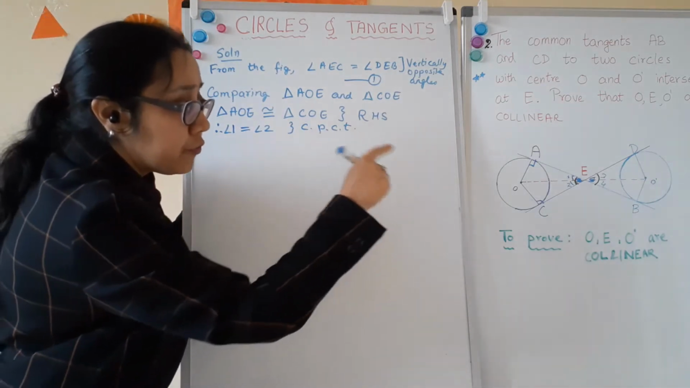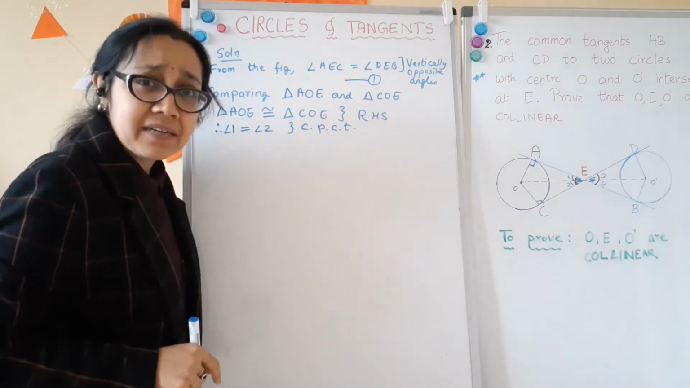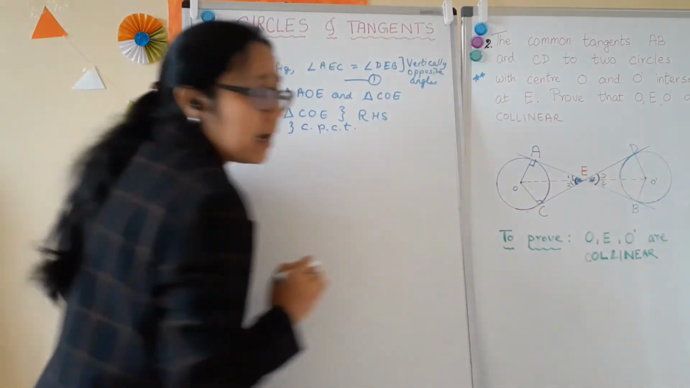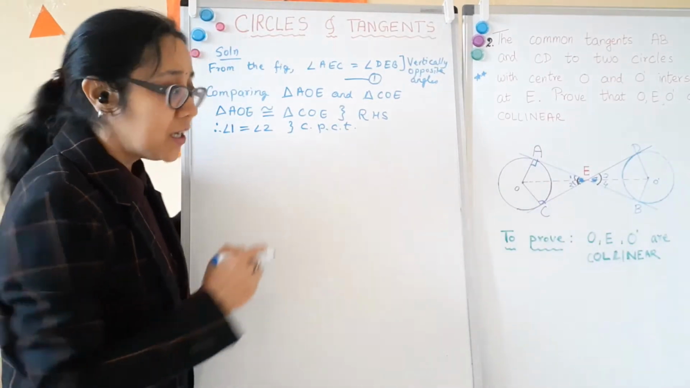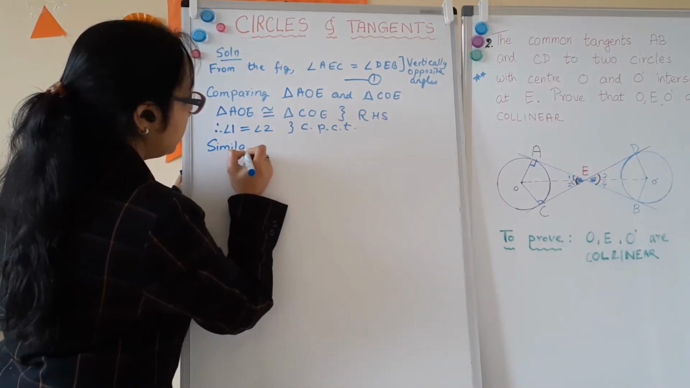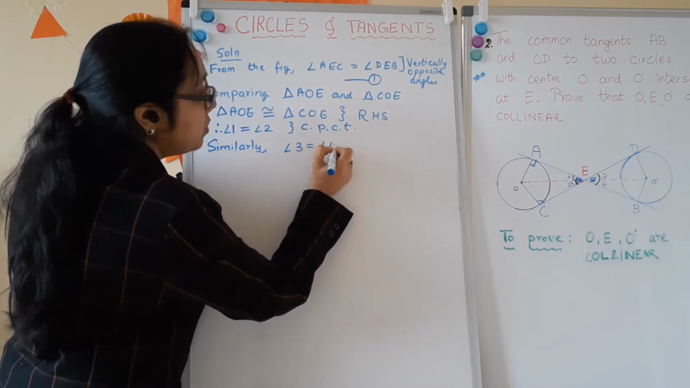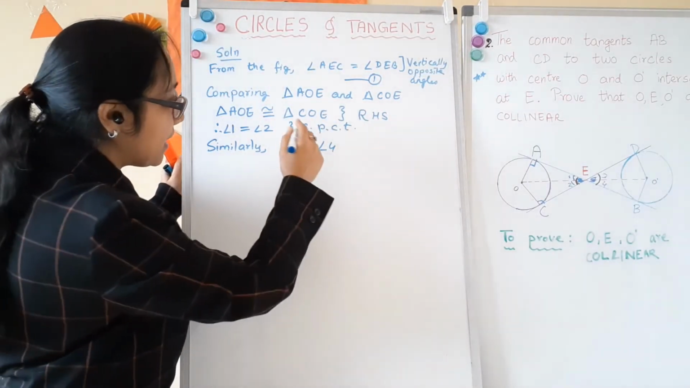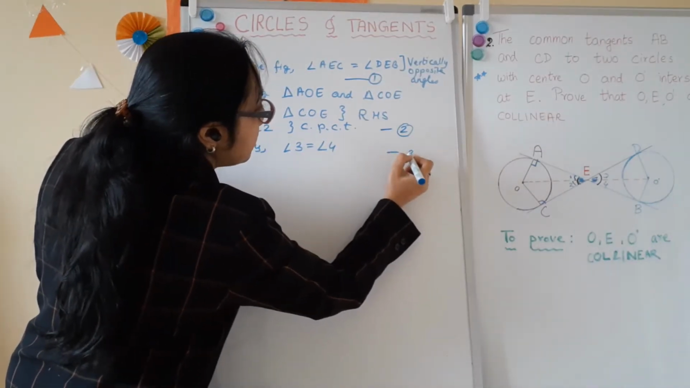Now angle 1 is equal to angle 2. Similarly, we can write angle 3 is equal to angle 4, because we can also prove these two triangles are congruent and these are also corresponding parts of congruent triangles. So similarly, angle 3 will be equal to angle 4. Understood? So this is equation 2, for example, and this is equation 3, for example.